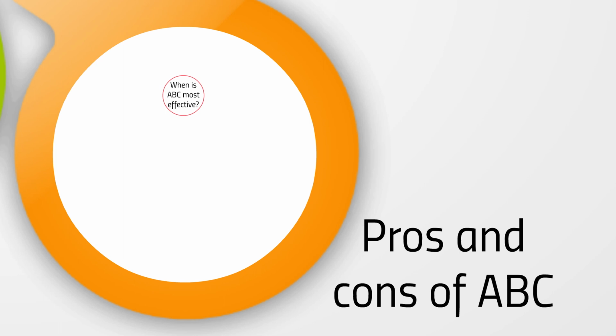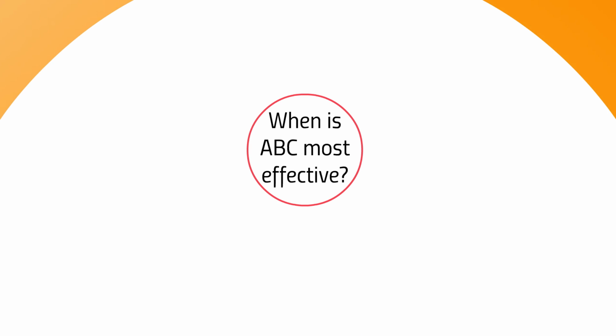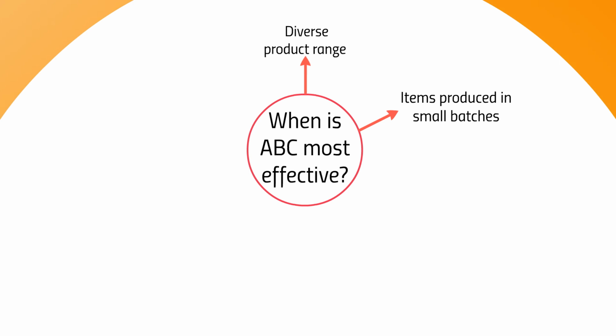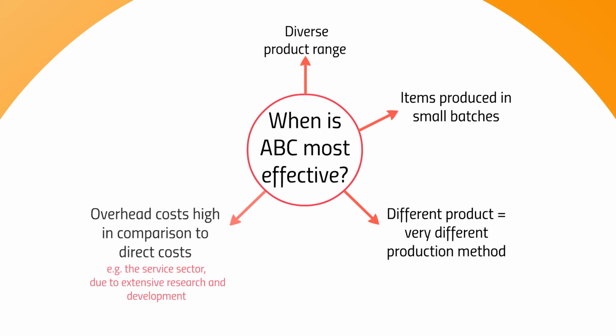But for now, let's jump in and consider the pros and cons of ABC. And we'll start by looking at when it's most effective, because it's not always appropriate to use activity-based costing. Activity-based costing is most effective when there is a diverse product range, where you have lots of different products being produced in small batches rather than big, long, continuous production runs of the same product, because ultimately there will be little difference in it. So diverse product range in small batches where there is a different product and different production methods.